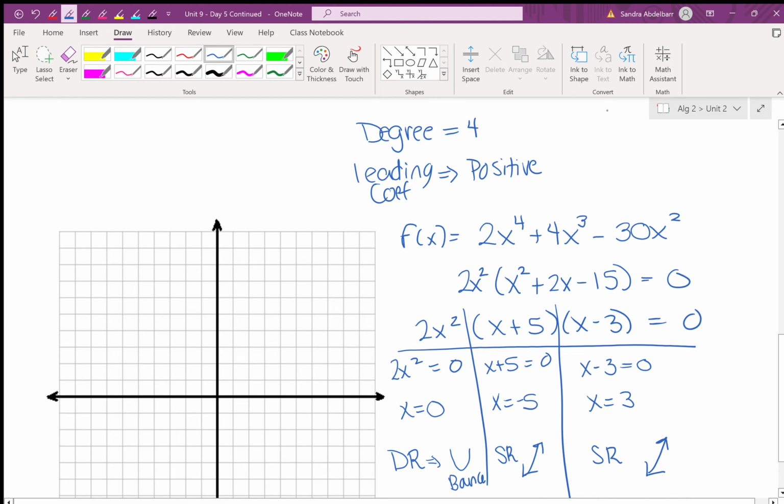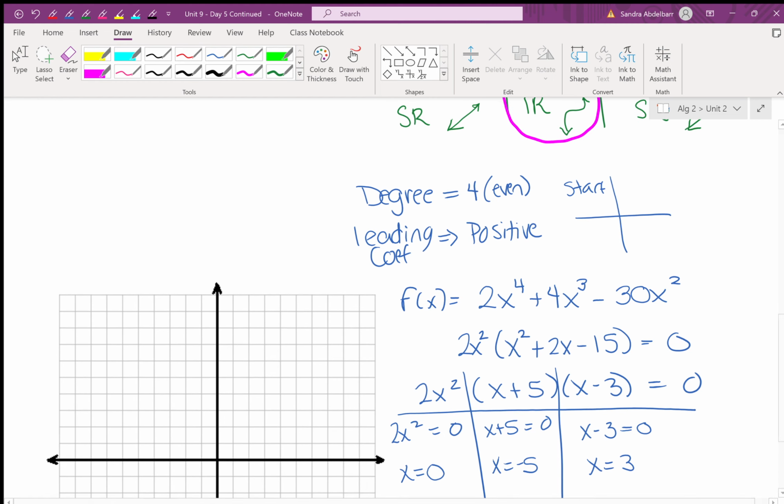All right, so 4 is even, so if we're even and positive, which quadrant do we start in, and which quadrant do we end in? Good. Start in quadrant 2, end in quadrant 1.